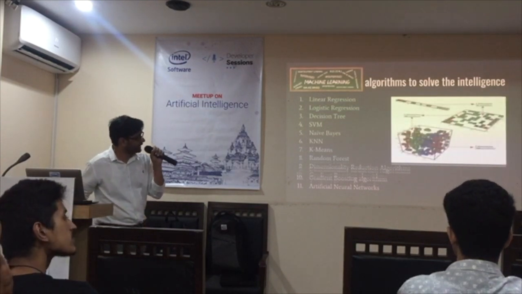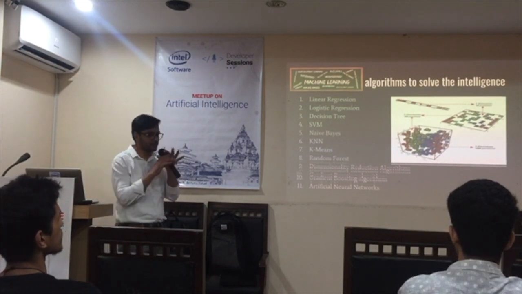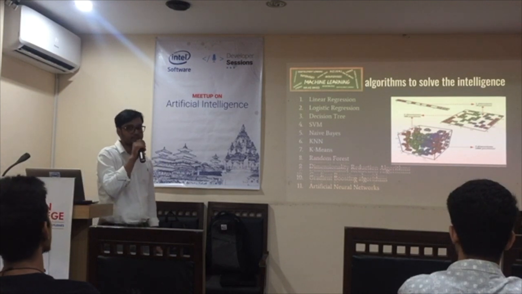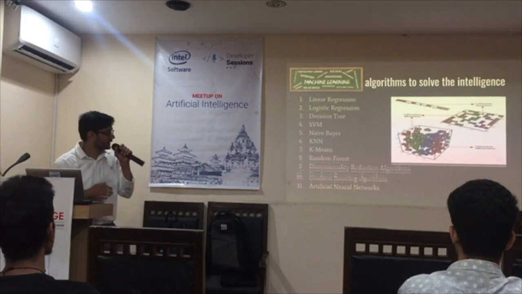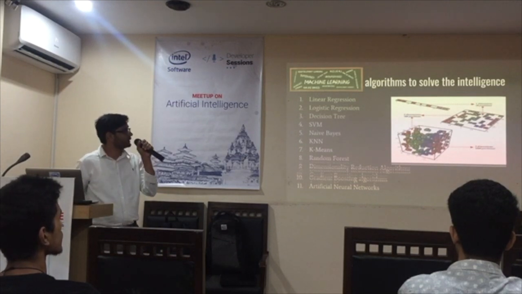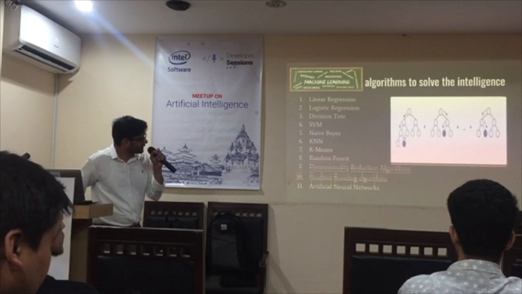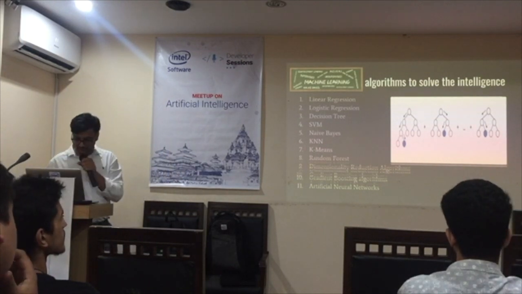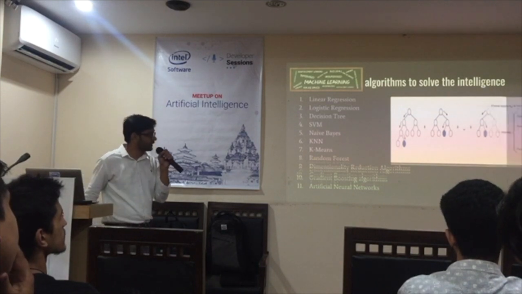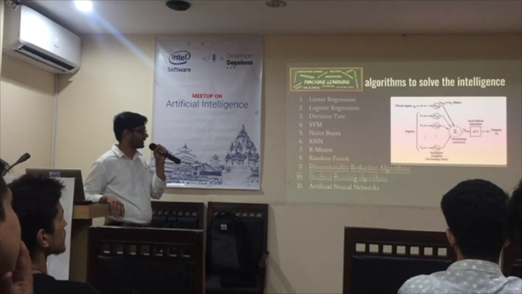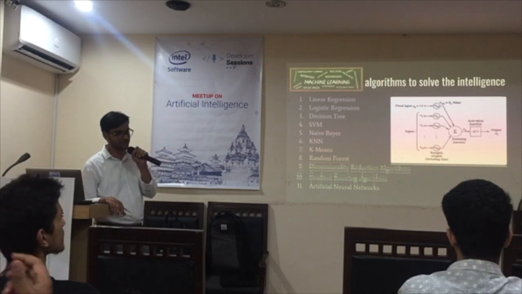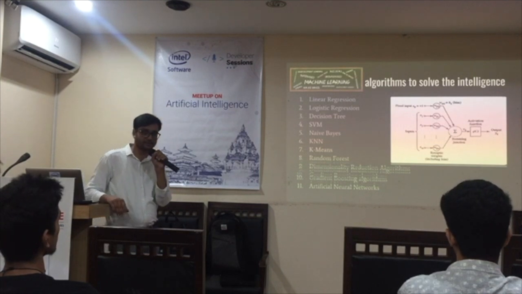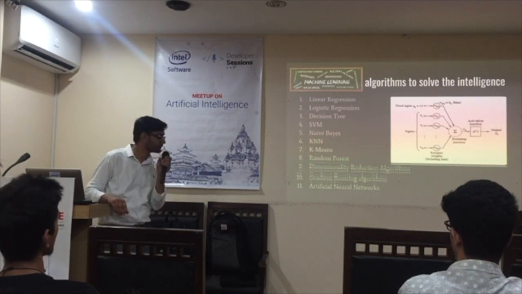And there are dimensionality reduction algorithms. Actually, there are lots of dimensionality reduction algorithms like principal component analysis, linear discriminant analysis, things like that. And there is the gradient boosting algorithm. That is again a combination of decision trees, but in a different manner. And the very important and very romantic, I say romantic, type of algorithm is the artificial neural network. From now on, I will be mostly talking about neural networks only, because deep learning is all about neural networks.